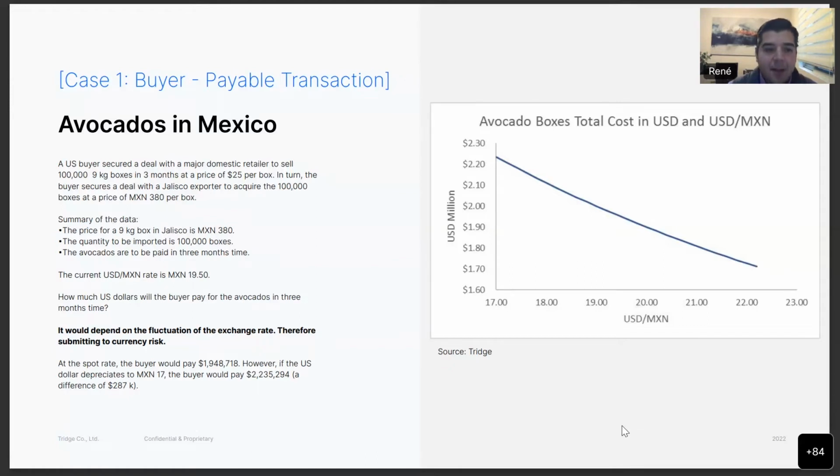How much will he pay in dollars? Well, it will depend on the exchange rate, of course. So he's submitting to currency risk. If he has the money now, he could pay at a spot rate of 19.50 pesos per dollar and pay a total of $1.95 million. But if the peso were to appreciate to 17 pesos per dollar, he will have to pay a total of $2.2 million, which of course is a big difference of over 200 grand. He wants to avoid that potential loss.